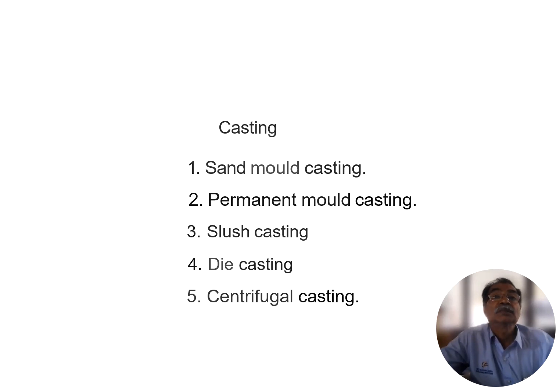Sand mold casting is the one produced by pouring molten metal in a sand mold. It is used for parts of larger sizes. Permanent mold casting: castings produced by pouring molten metal in a metallic mold are called permanent mold castings. It is used for casting aluminum pistons, electric iron parts, cooking utensils, gears, etc.